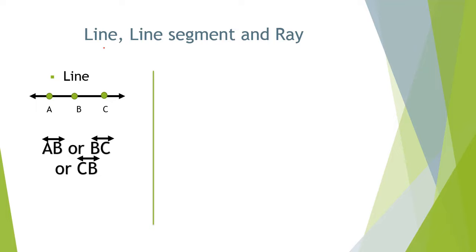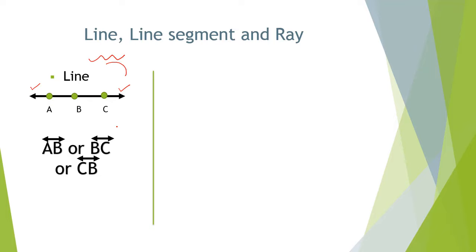Line, line segment and ray. A straight path that is continuous from both directions is a line. So arrows are added to both ends to represent that it's a line. Remember, it's a straight path. A curved one or a zigzag is not a line.